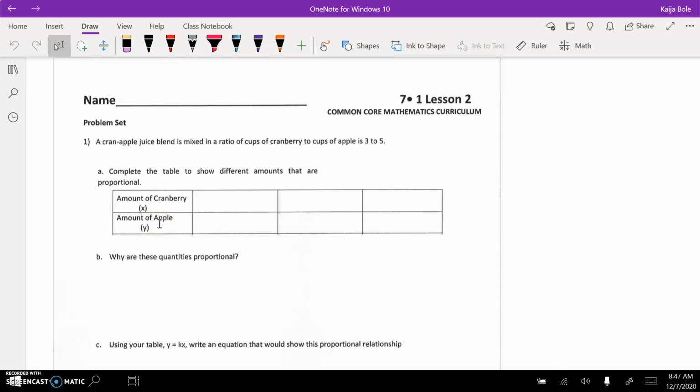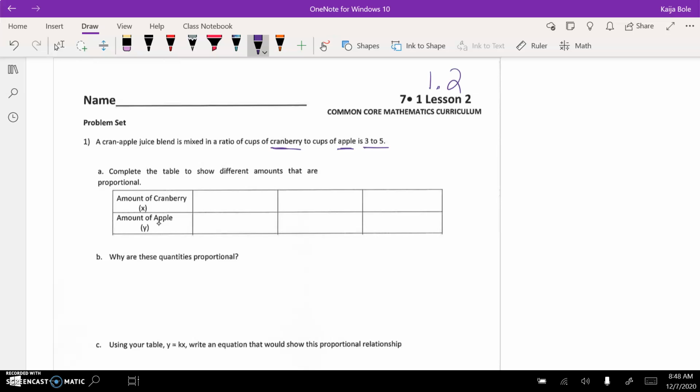All right, here we are on the classwork for 1.2. Goal is to do the whole thing. So it really just says one and two, but one takes up a whole. Number one says a cran-apple juice blend is mixed in a ratio of cups of cranberry to apple is 3 to 5. Complete the table and show different amounts that are proportional.